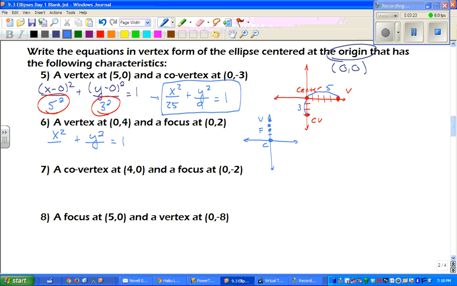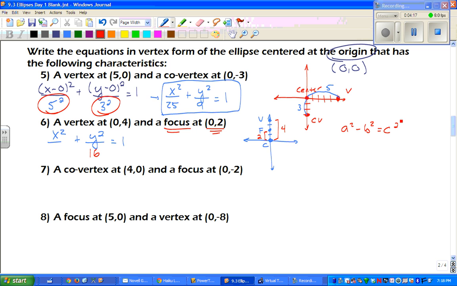So there's my focus. If you notice, from the center all the way up to my vertex is 4 units. That's how far you go up or down, so that's the number that goes underneath y. But we have to square that, so that's where the 16 comes from. Now, we don't know where the co-vertex is on the axis. So we have to somehow use the fact that our focus is at 0, 2 to help us out. From the center to the focus is a distance of 2. The nice part is, anytime they give us a focus, we can use the focus formula: a squared minus b squared equals c squared.